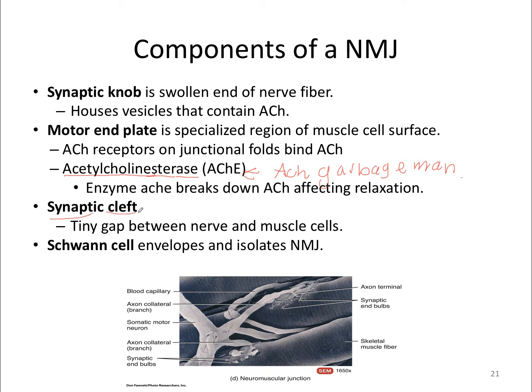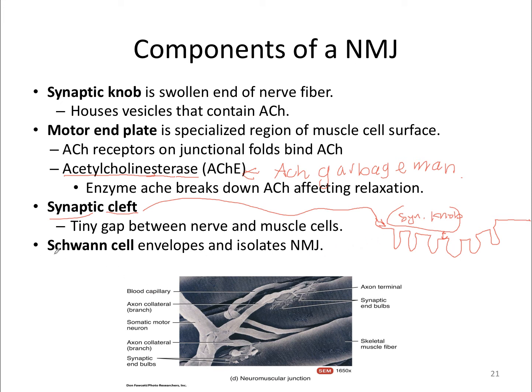The synaptic cleft is a tiny gap between nerve and muscle cells. So the synaptic end bulb's membrane is not in physical contact with the sarcolemma. There's a space. So if we were to draw that, we would say this is the synaptic knob or end bulb, and this is the motor end plate. Notice there's space between these two, so they're not physically touching membranes, there's a little gap. That's that cleft. Boop, throw an arrow in there. Why not? I'm getting a little bit better at this drawing stuff.